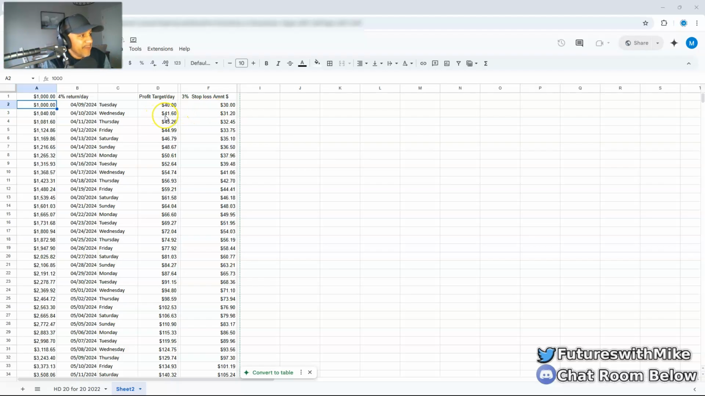So then we made that day two. Now we've got $1,081.60. You can see it starts to compound daily, right? And the next day, we're looking to make 4% on this amount here, which is $43.26. And our risk or loss is going to be $32.45, right? You see that? We've made up $43.26, and it just keeps growing and compounding day to day to day.